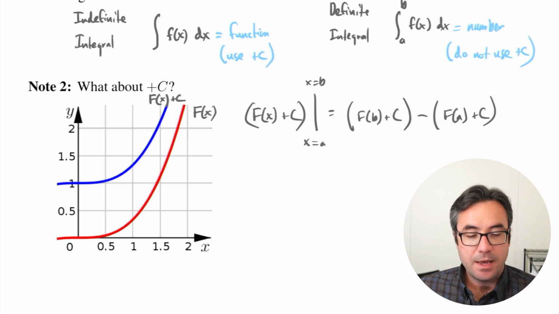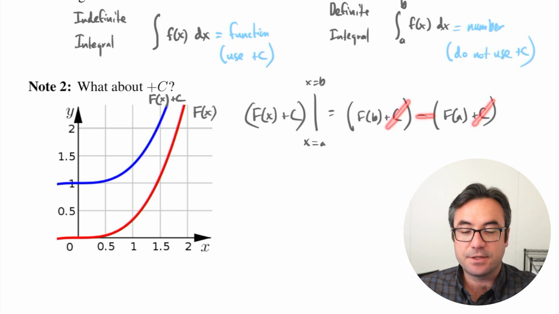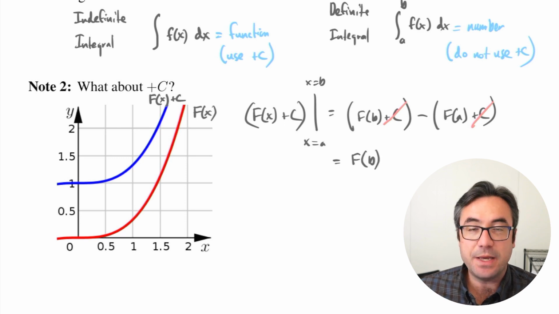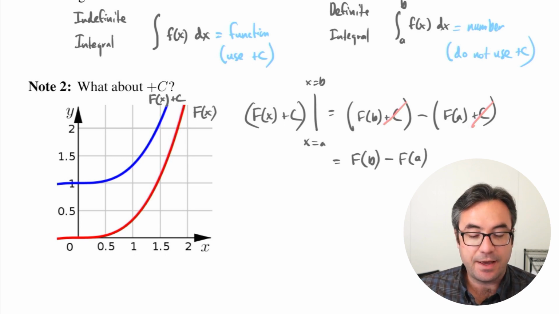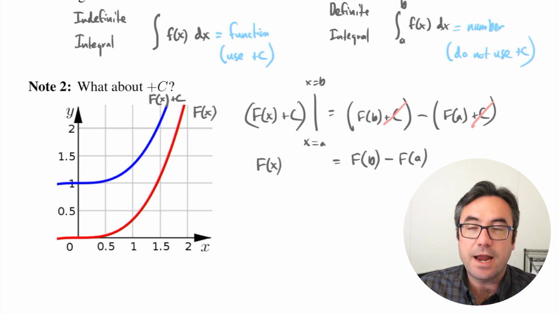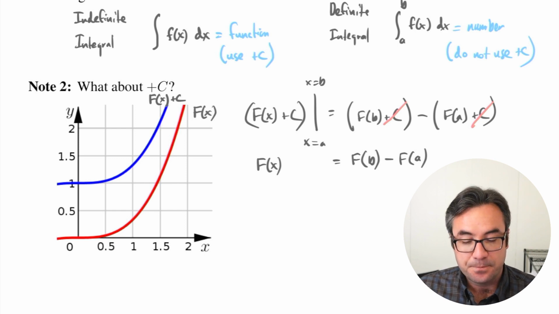Then the bottom number goes in second, so we'd end up with F of a plus c, and then we subtract. And then when we do this, if we look in the first part here, we have a plus c. And then if we look in the second part, there's also a plus c, and then we're subtracting. So those are just going to cancel out. And what we're left with then is just capital F of b minus capital F of a. And that's the same result that we would get if we took just our antiderivative without the plus c and evaluated it from a to b.